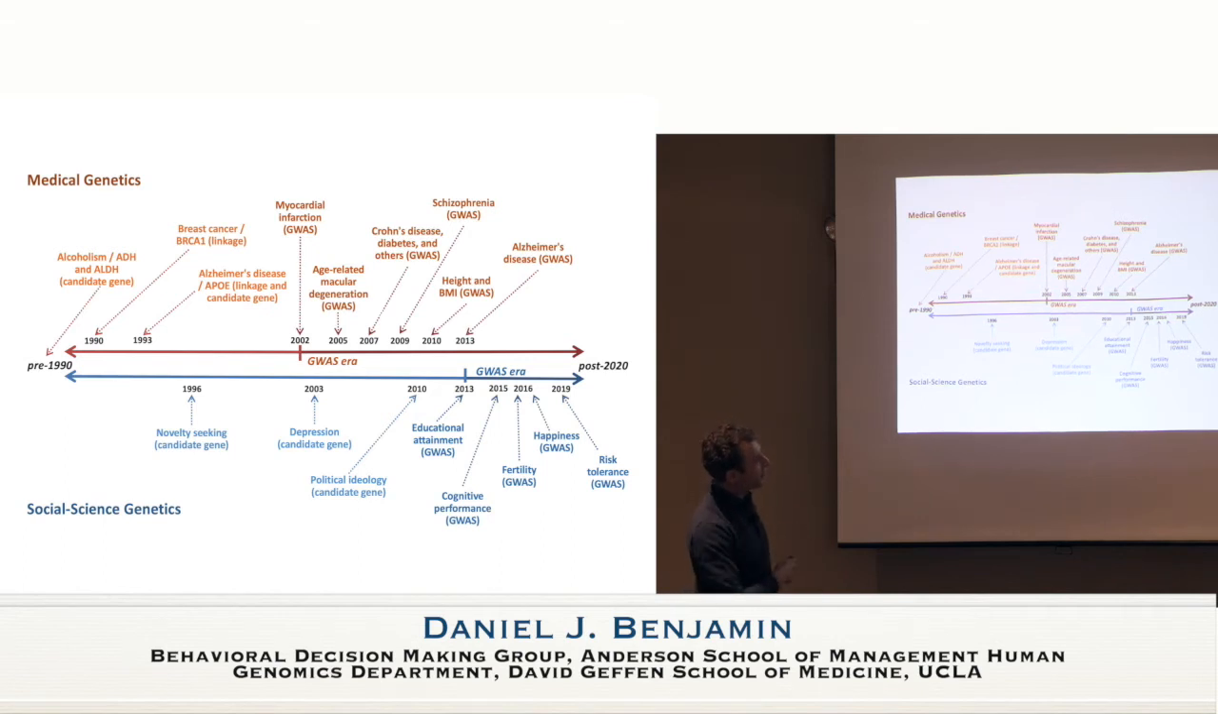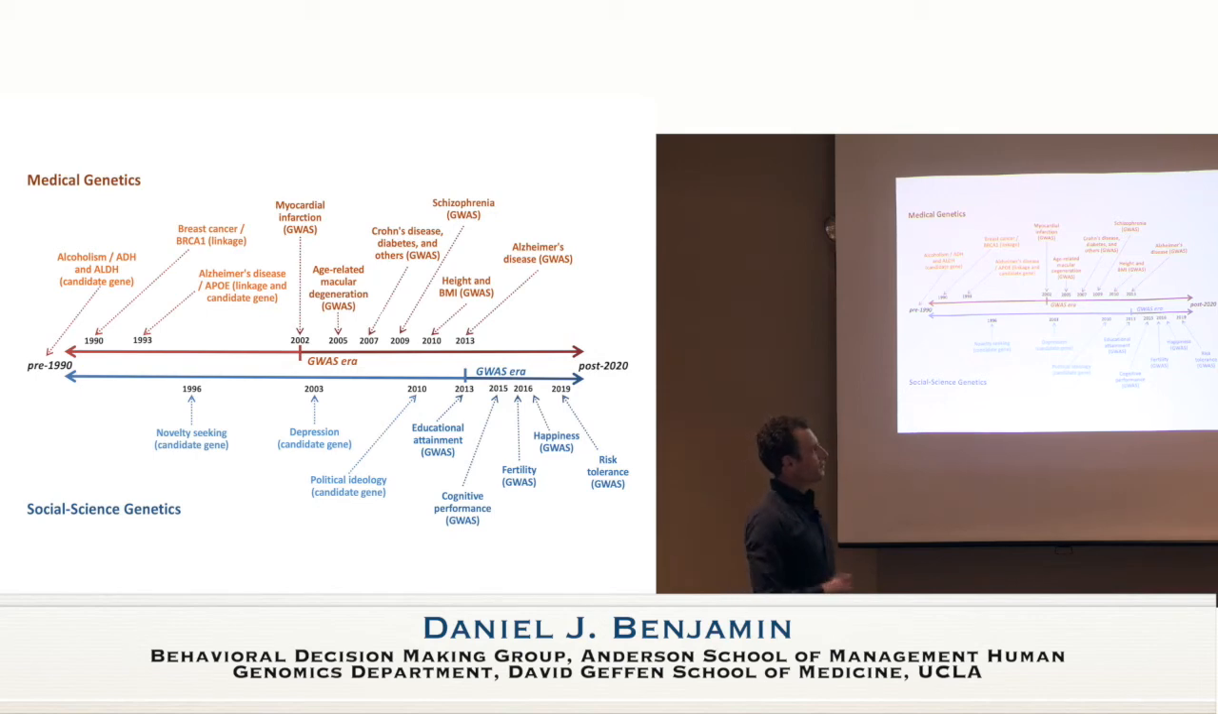In social science genetics, there were basically never any linkage studies, and I think part of the reason for that is that you don't have these case-controlled designs that you use in linkage studies, so it's not clear what you follow through the family tree for the kinds of phenotypes we're interested in. So the focus was always on candidate genes.